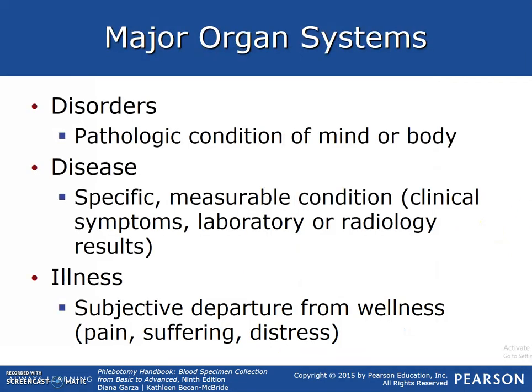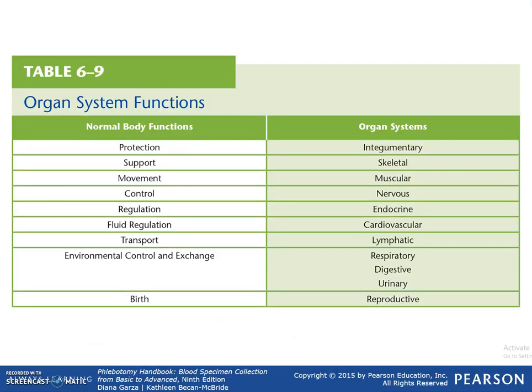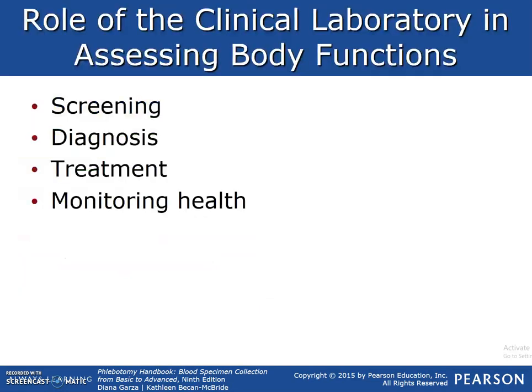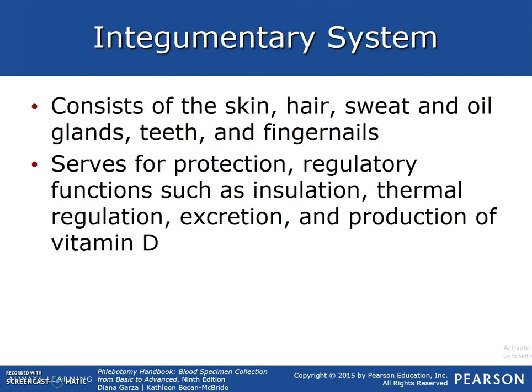Major organ systems. Disorders are pathological conditions of the mind or body. Disease is a specific measurable condition, with clinical symptoms and laboratory or radiology results. An example of a specific disease by radiology would be a broken bone. Illness is a subjective departure from wellness, so it's something the patient has to tell us in order for us to see it: pain, suffering, and distress. Table 6.9 again covers the organ system functions and their main components, so I will have you review these on your own. Role of the clinical laboratory in assessing body functions: screening, diagnosis, treatment, and monitoring health.